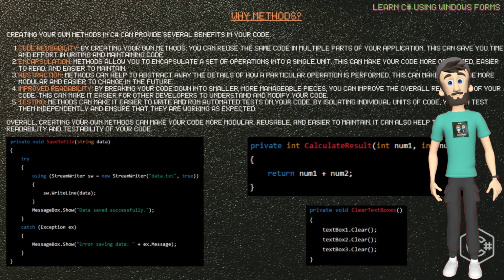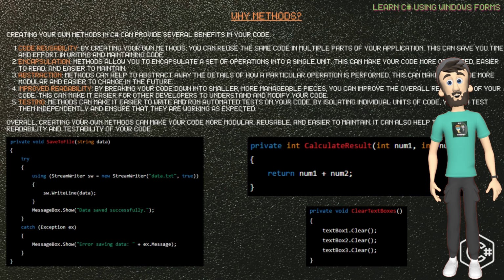Why methods? Creating your own methods in C# can provide several benefits in your code. Code reusability. By creating your own methods, you can reuse the same code in multiple parts of your application. This can save you time and effort in writing and maintaining code.